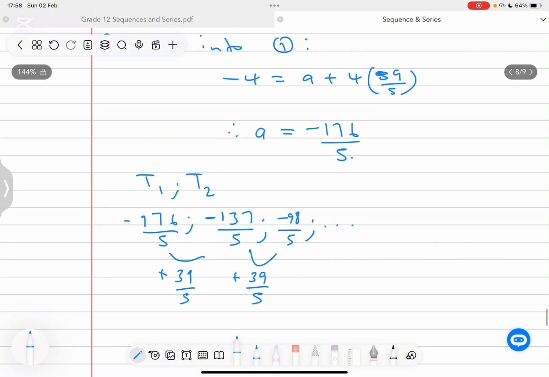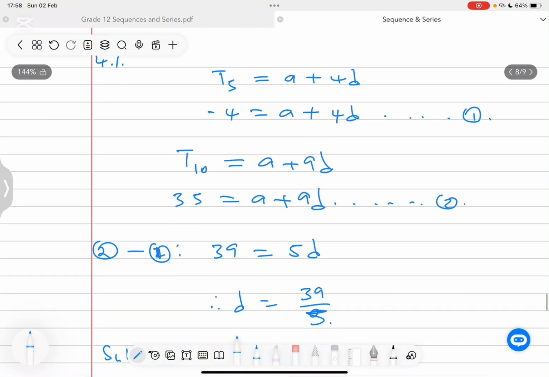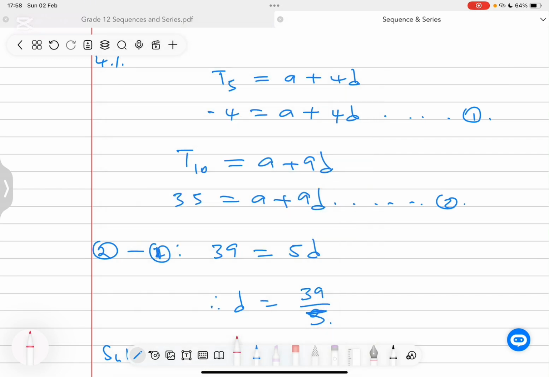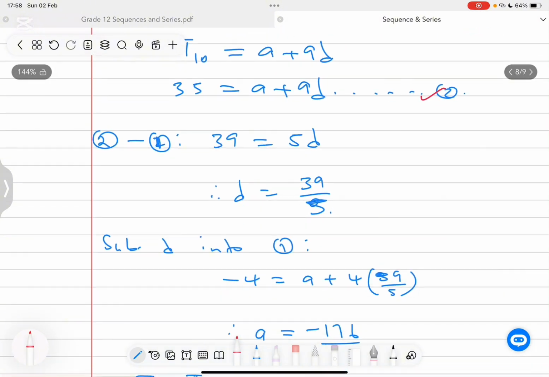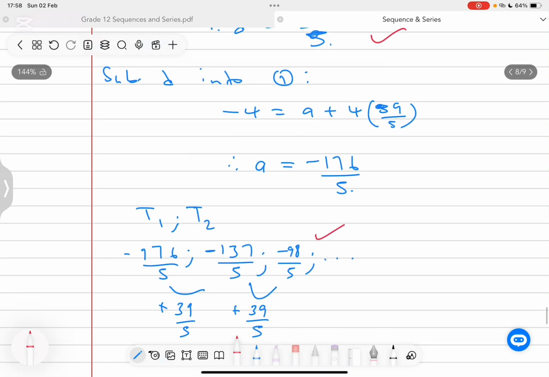Now, this question is marked out of 4. It will require a little bit of practice for you to be able to execute it within 4 minutes. Because you're going to be marked for creating these two equations, for finding the d, and doing your whole sequence.